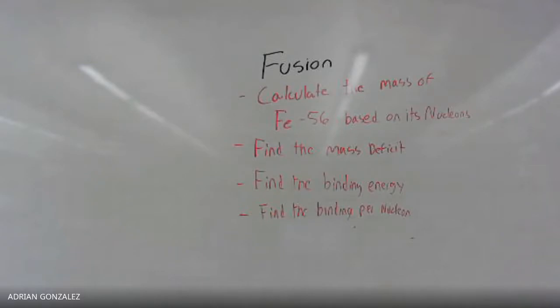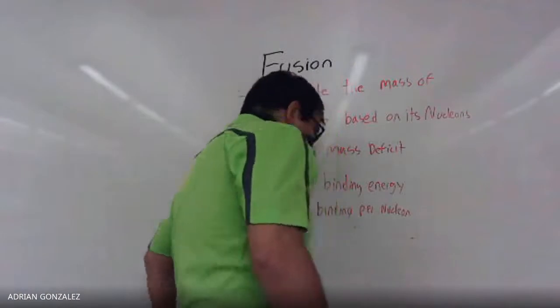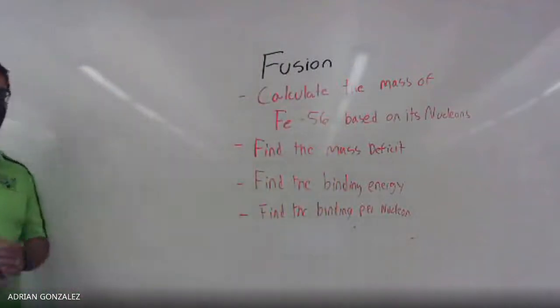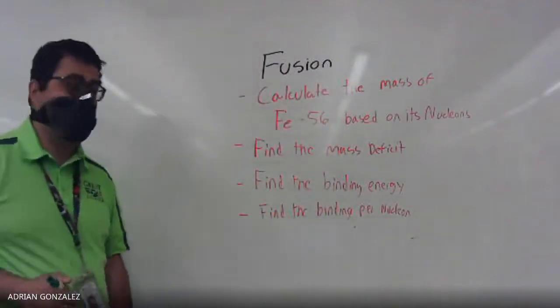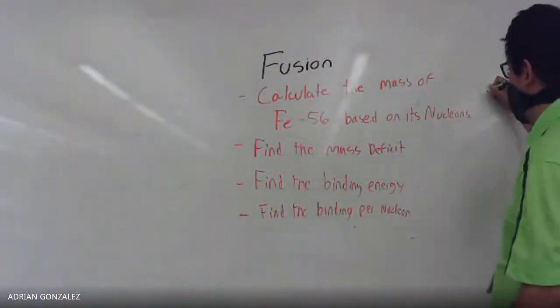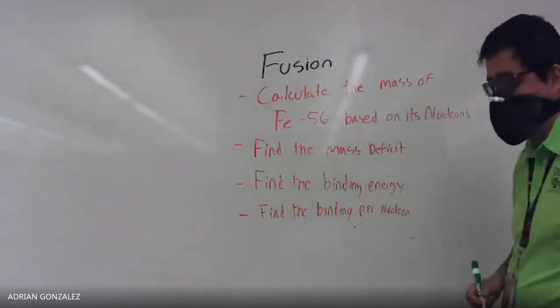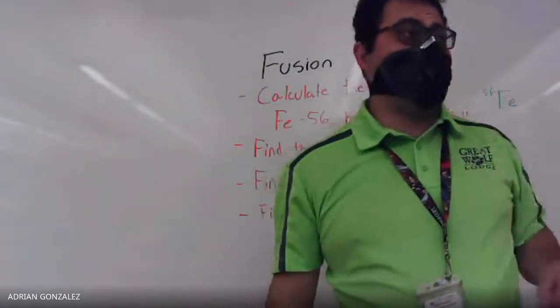Do we need help? We want to work on the beginning part together? Okay. So we have to calculate the mass of Fe based on its nucleons. Well, if we look, okay, Fe, 56. What's the atomic number of iron, ladies and gentlemen?